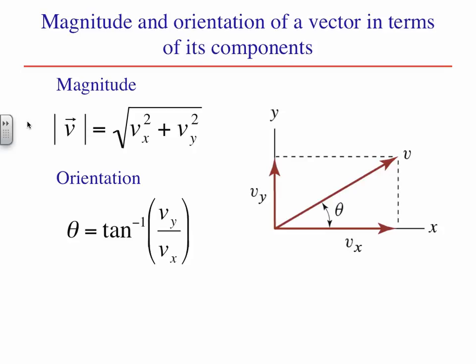If both Vx and Vy are positive, the vector occupies the first quadrant and the appropriate value of theta is 45 degrees. If Vx and Vy are both negative, the vector occupies the third quadrant, and the appropriate value of theta is 225 degrees or minus 135 degrees.